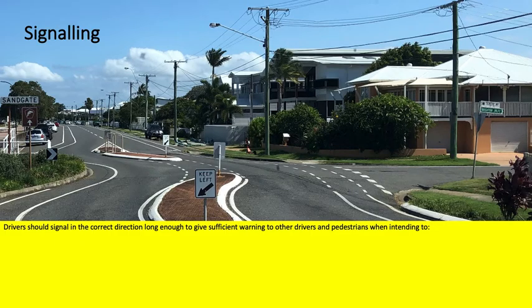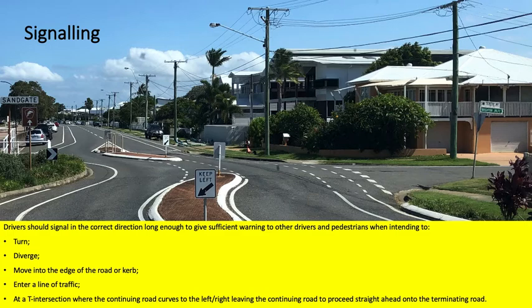Drivers should signal in the correct direction long enough to give sufficient warning to other drivers and pedestrians when intending to turn, diverge, move into the edge of the road or curb, enter a line of traffic, at a T intersection where the continuing road curves to the left or right, leaving the continuing road to proceed straight ahead onto the terminating road.